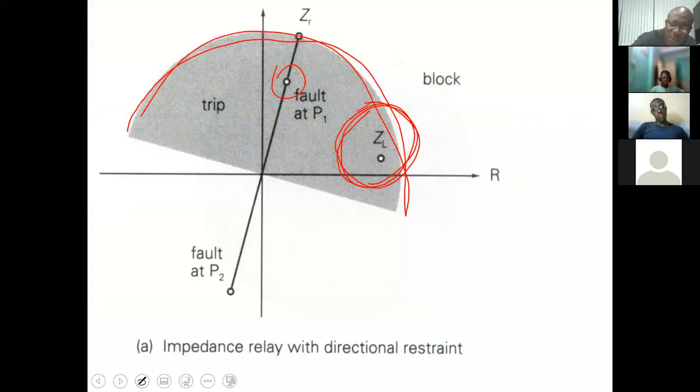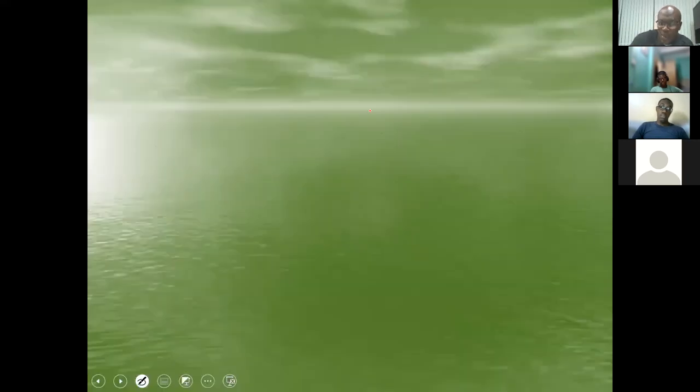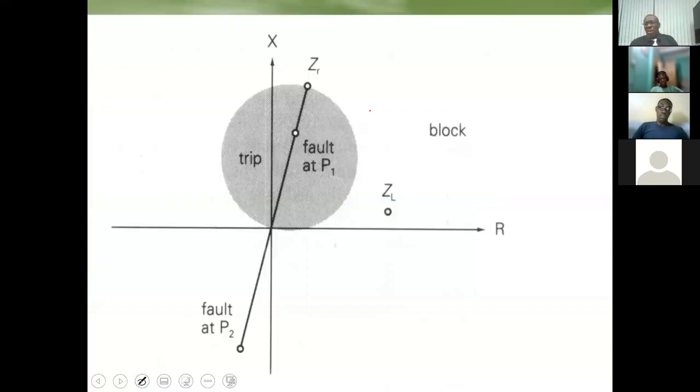But because of the type of loads that we have on the system, the load impedance with its resistive component may fall within the characteristics. And we have to then make a modification to this, right? And that is what our characteristic now looks like. So note, it is looking along the line. Yes, it is looking in one direction, but now the load impedance falls outside of that. So it will not trip because it is measuring the load impedance.